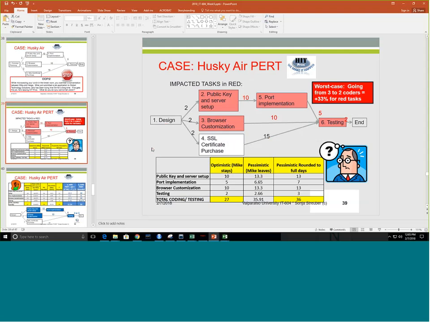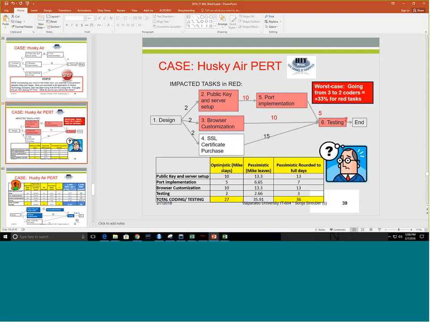First, we determine all the tasks in which Mike would be participating. One of them would be the public key and server setup, browser customization, port implementation, and testing. Because he's a developer, so he's going to participate in all of these tasks, right? So this also means that if we have to go from 3 to 2 coders, there is a potential that our schedule can increase by 33% because 1 out of 3 is 33%. So now, let's apply our PERT formulas in order to determine how long the schedule is really going to take, especially if Mike leaves, right?